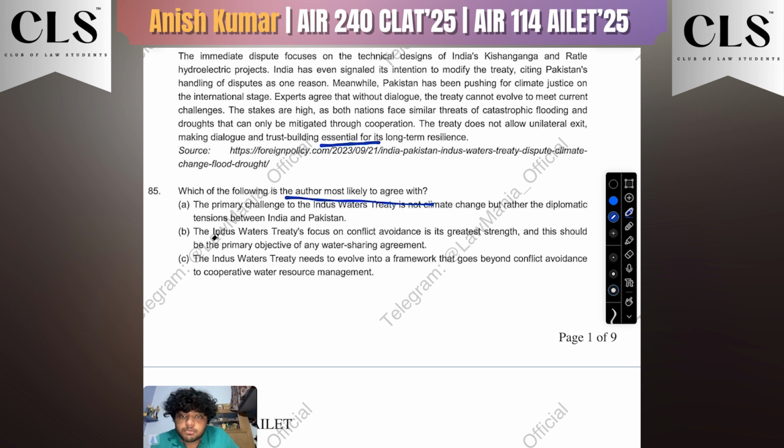Let's see if there is a better option, right? If there is no better option, we can choose it, but let's see. Although no, this is not the primary challenge, so I think this is entirely false. The Indus Waters Treaty's focus on conflict avoidance is its greatest strength, and this should be the primary objective. No, this is also not given anyway.